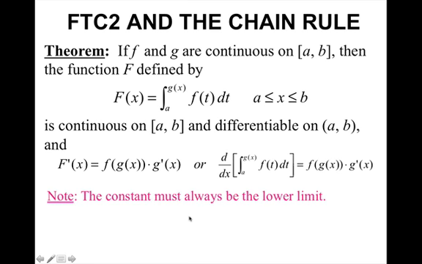And another little note, in order for this theorem to work, the constant must always be the lower limit. So there might be some times where you'll have x on the bottom and a on top. That means you're going to have to multiply by negative to flip the limits. Okay, so here is what it would look like.